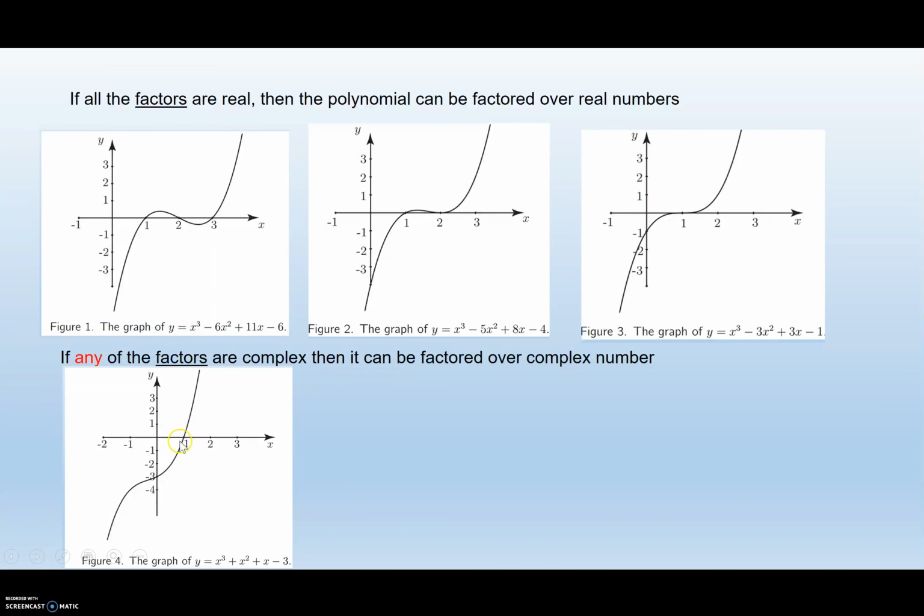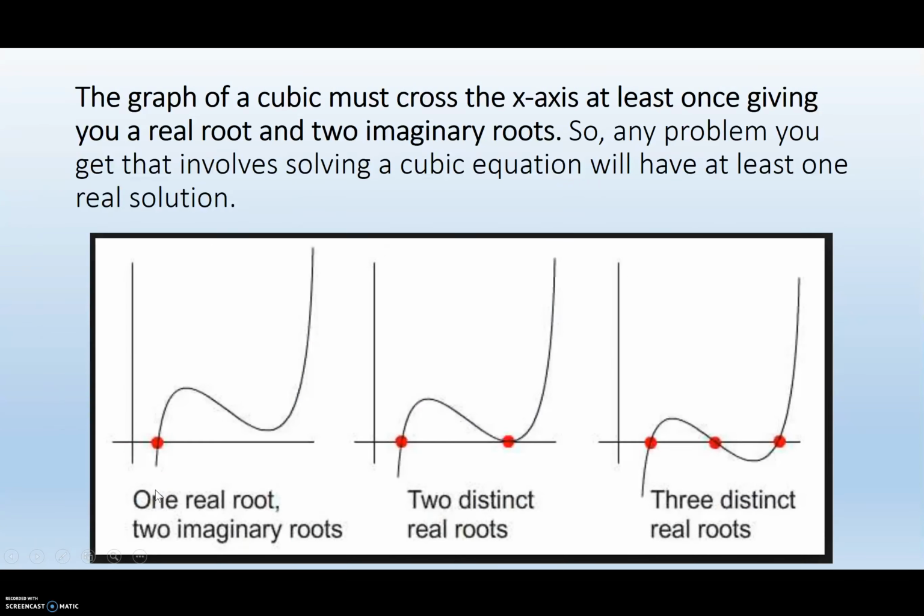So in example 4, it's only passing at 1, and the other two are imaginary numbers, which is factorized over complex numbers. So to summarize, you only get these three situations. The very first ideal situation is passing through the x-axis with three distinct real roots. Or you would be getting passing through the x-axis with two distinct real roots.